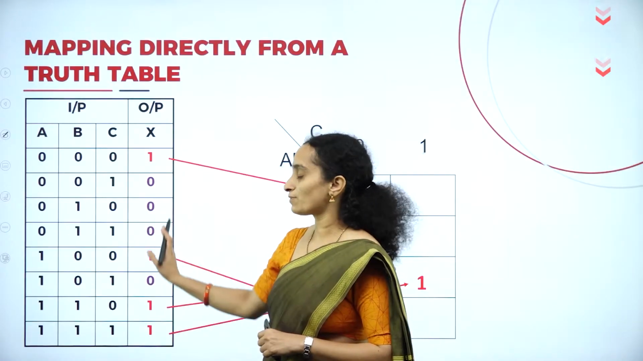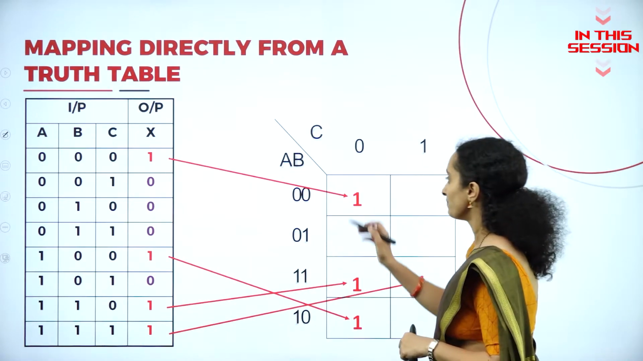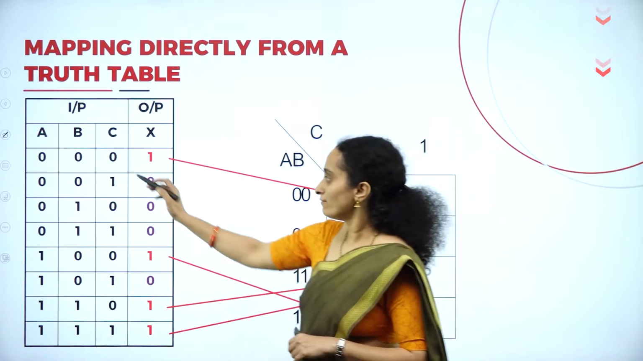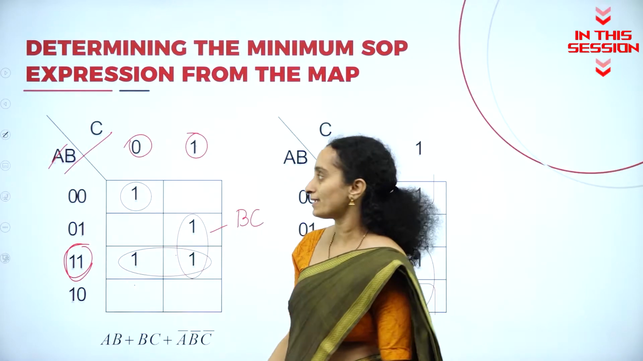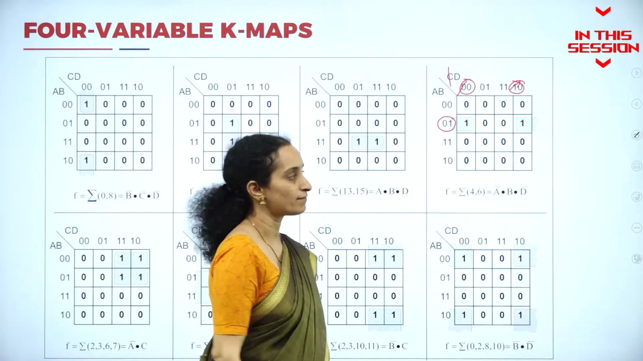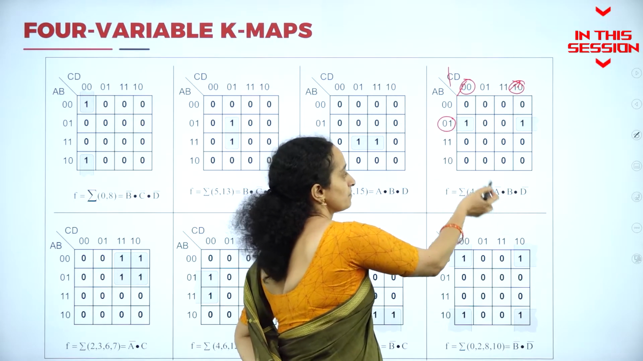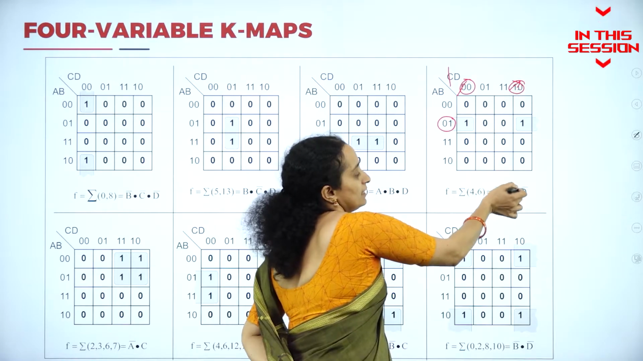The values with 1 will be considered for simplification, where the first one will be 0, 0, 0. C has complement and non-complement form. Final expression will be A dash into B into D dash.